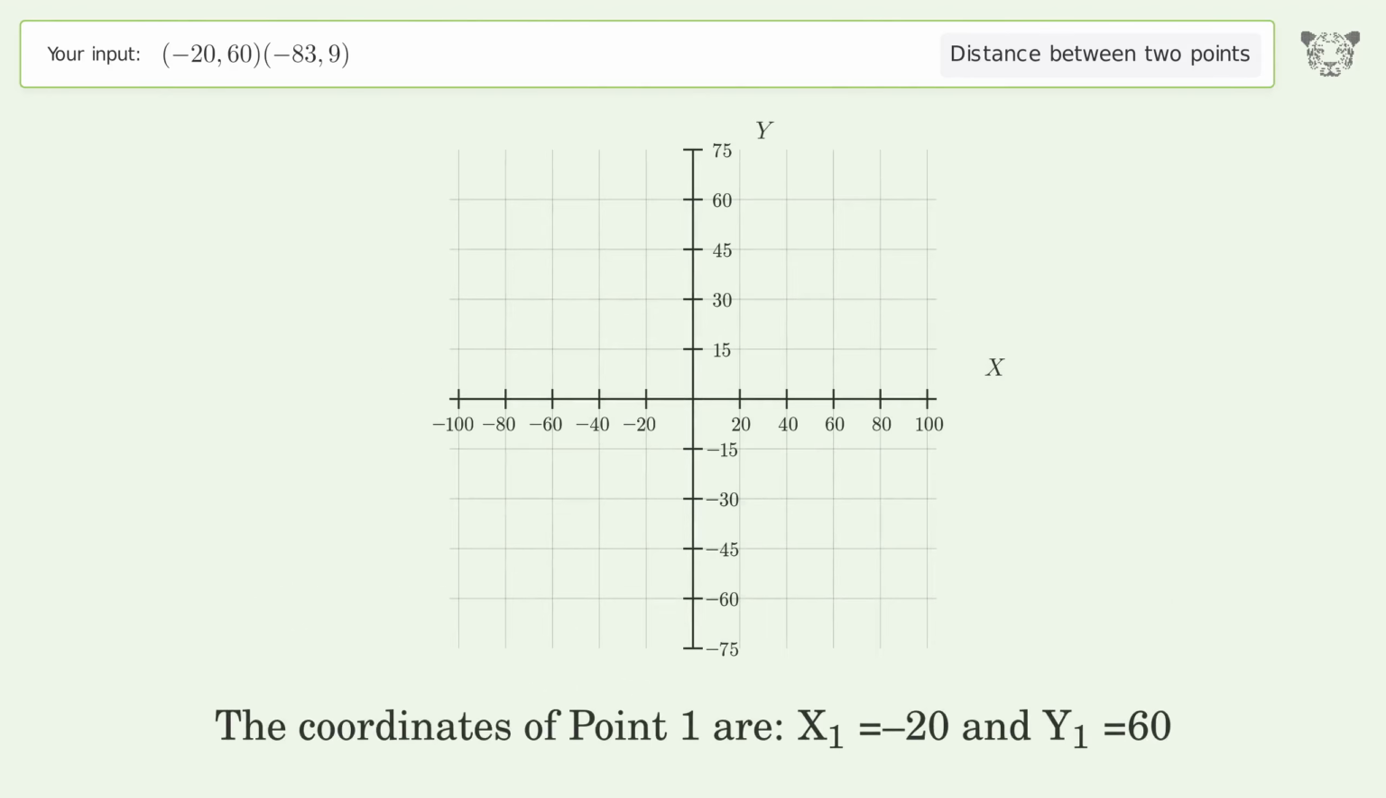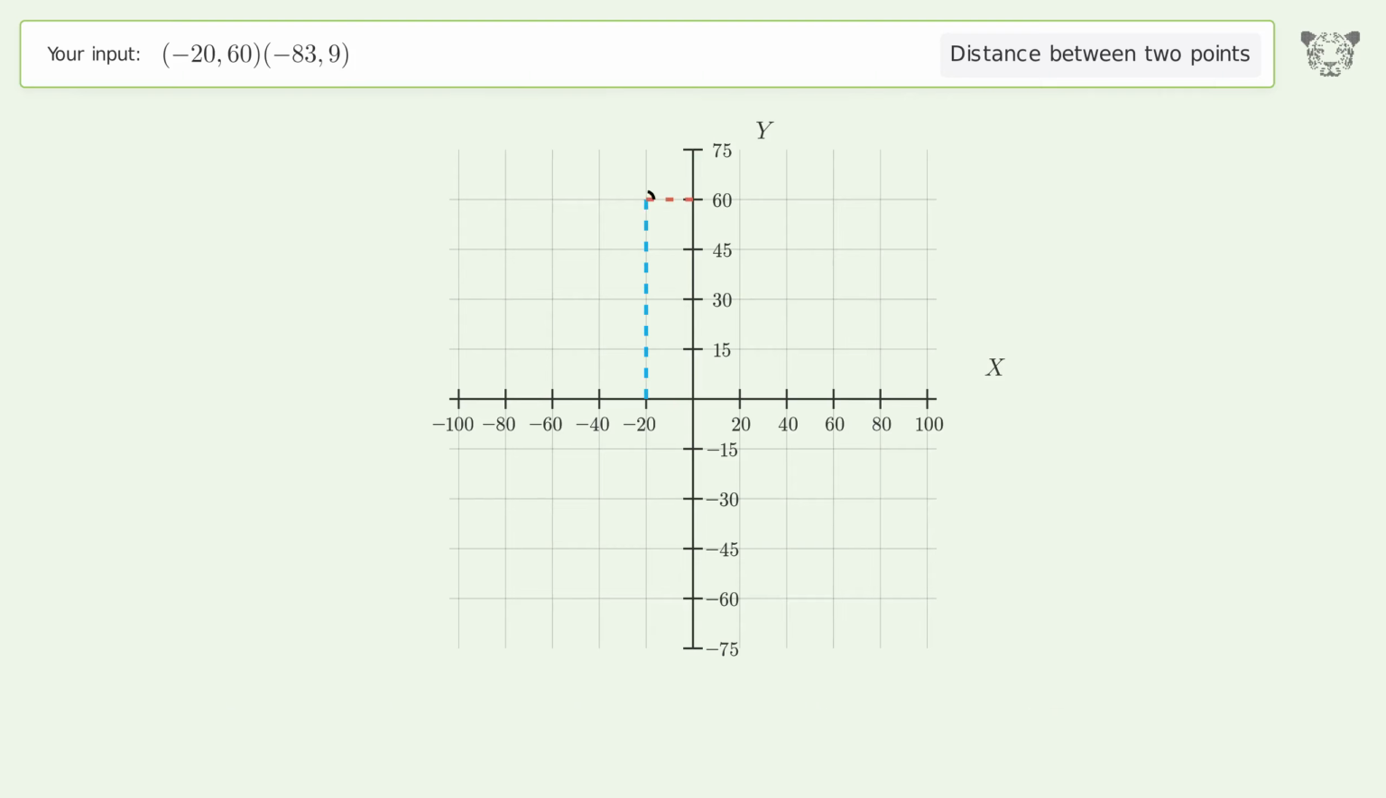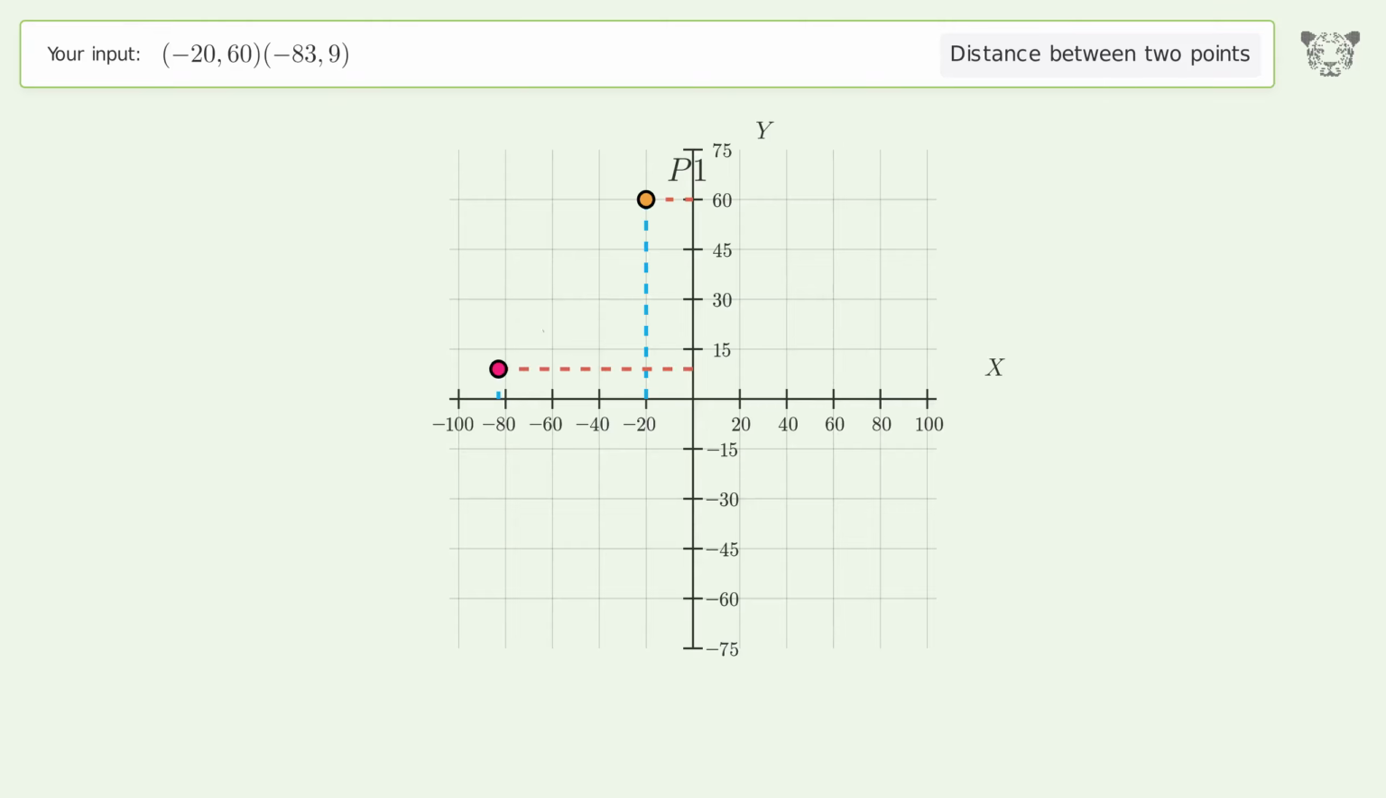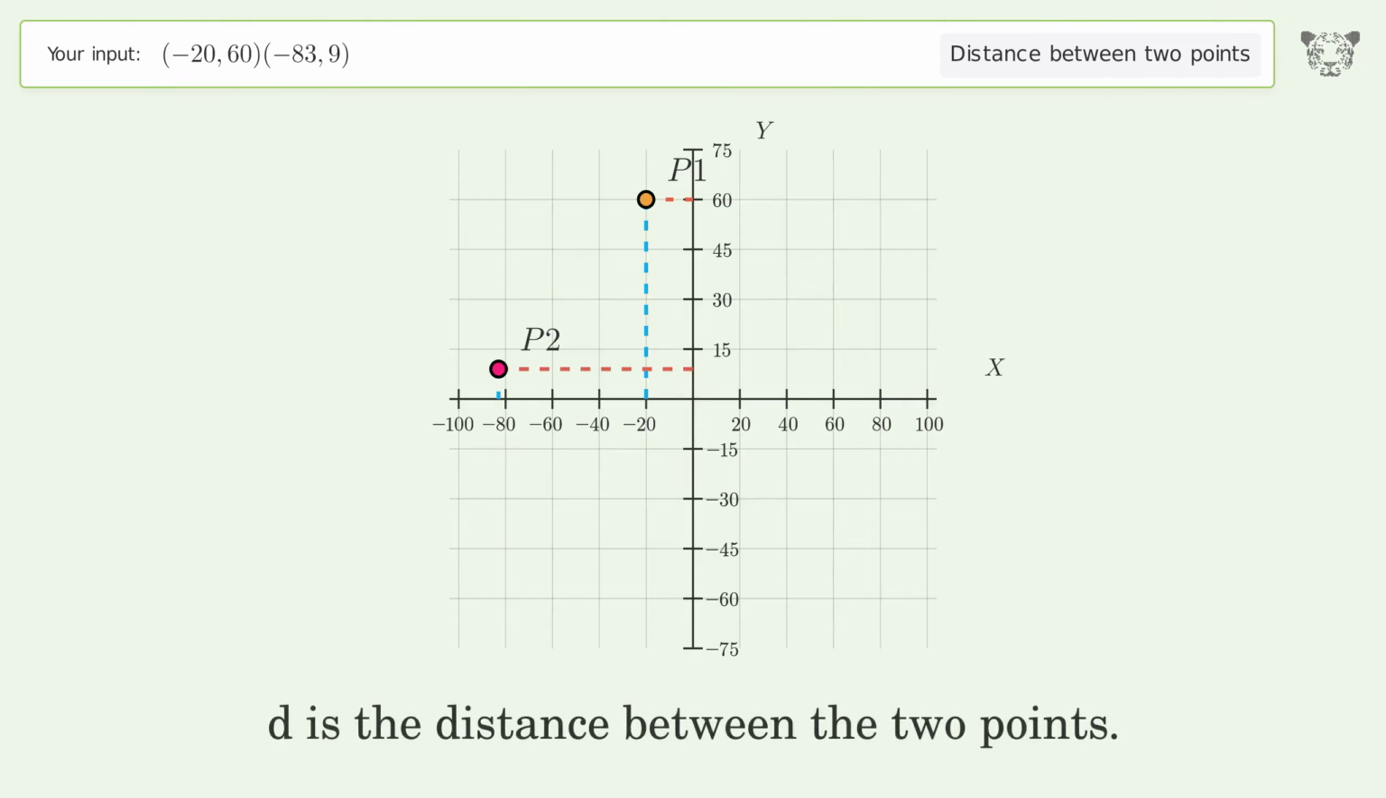The coordinates of point 1 are x1 equals -20 and y1 equals 60. The coordinates of point 2 are x2 equals -83 and y2 equals 9. D is the distance between the 2 points.